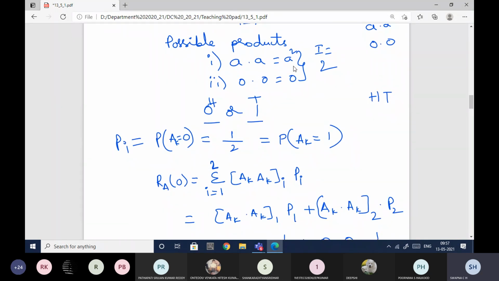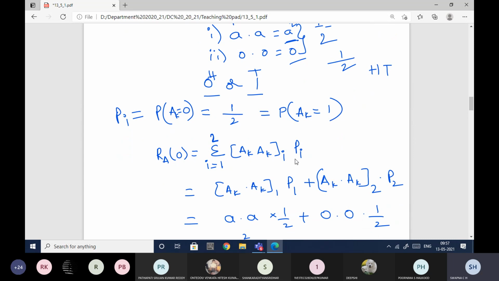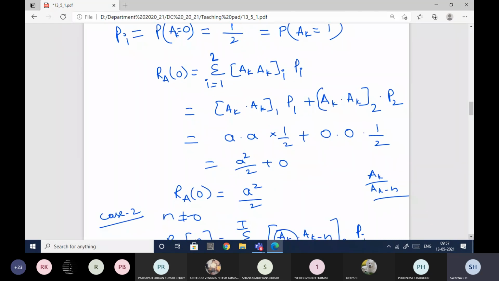Again, I've written the equation for Ra of 0. One more thing is the probability of getting each product, which I need to find. The probability of getting this is only one probability: one occurrence divided by the total number of occurrences, 2. The event that will occur is 1 and the total number of events is 2, so 1 by 2. So Ra of 0 is equal to summation i equals 1 to 2, because I have only two products, ak of i pi. Now I need to just take the product into the probability. So A square into 1 by 2 plus 0 into 1 by 2. So I'll get A square by 2. So this is when n is equal to 0.